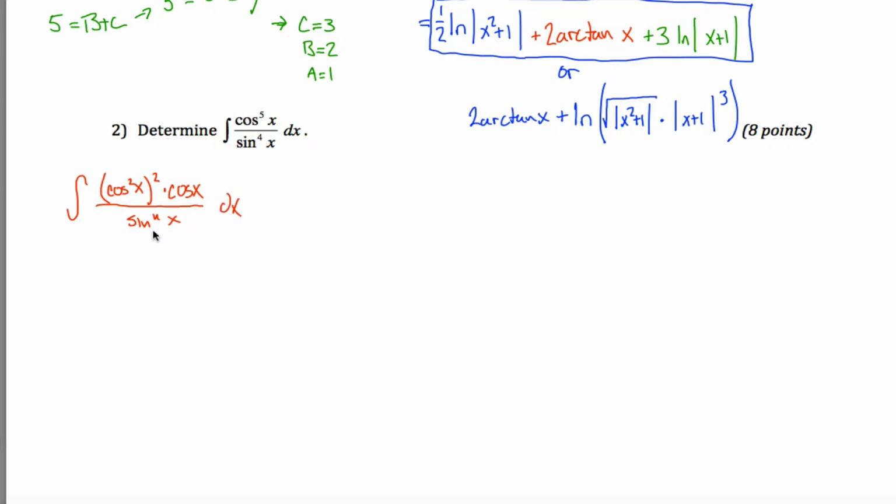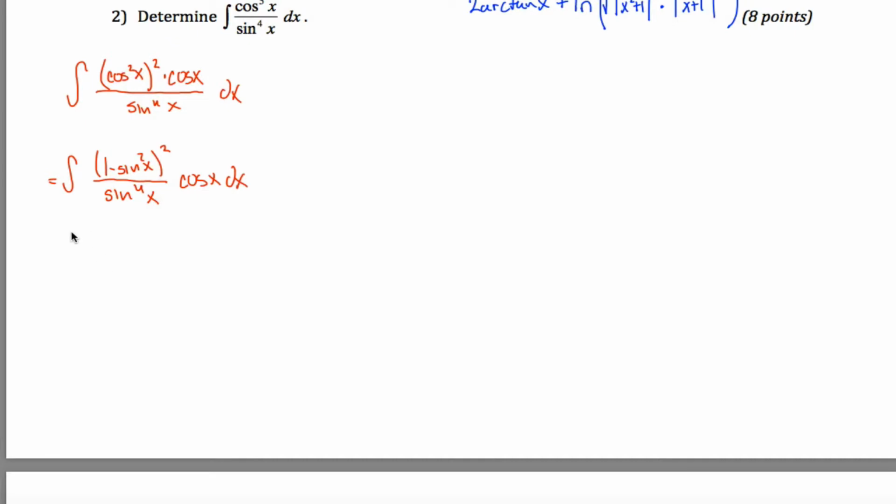And why did I bother doing all that? Well, cosine squared is the same as 1 minus sine squared. So instead of writing cosine squared x inside the parentheses, I can write this and then later square it. And that's divided by sine to the fourth x. And then I got this cosine x dx, which I'll write down here to really emphasize that I'm going to do a u substitution. u is equal to sine of x, and therefore du is equal to cosine of x.